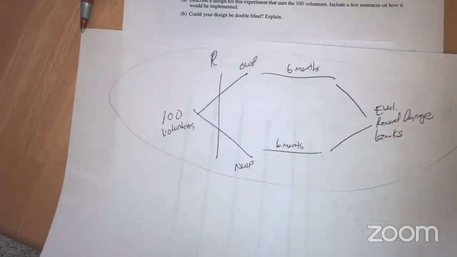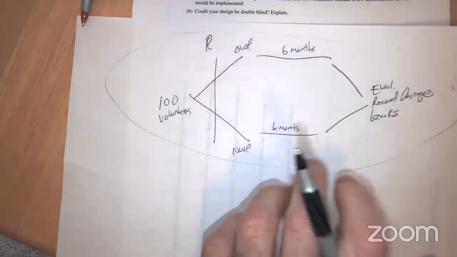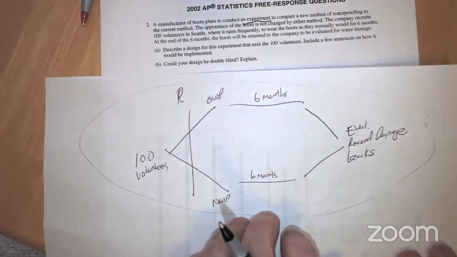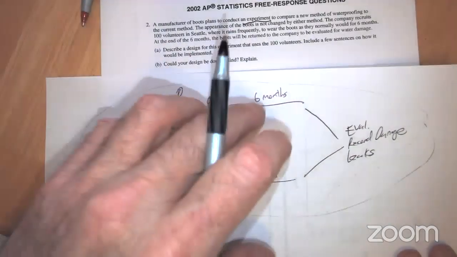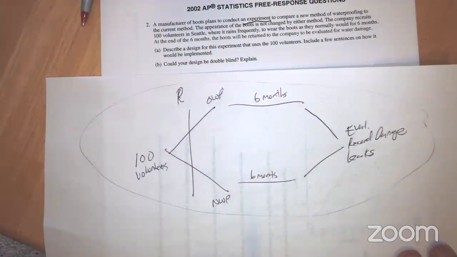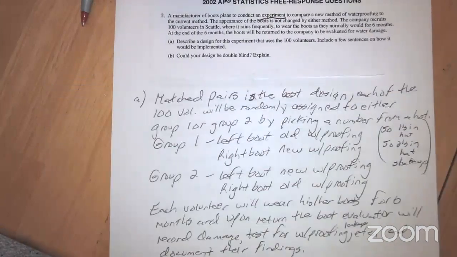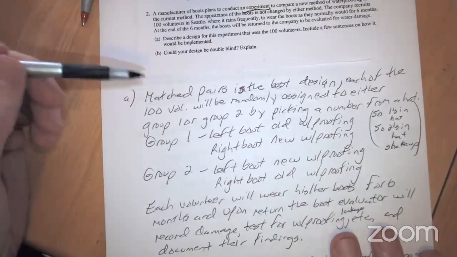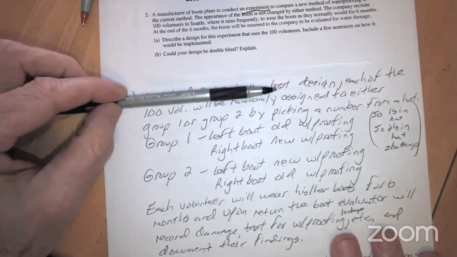So I encourage my students to draw this type of picture here. It does seem to help them get their thoughts in order. And it feels like when we grade exams, if we have a good picture here, the sentences down here tend to be better. Okay, so that's a good design. But unfortunately, it's not the best design. So I came up with what I called a matched pairs. So I said matched pairs is the best design.